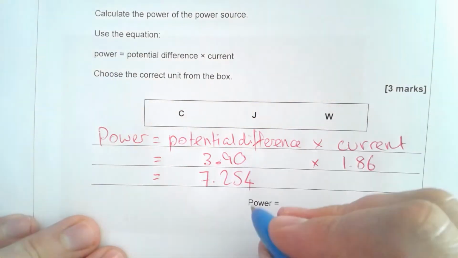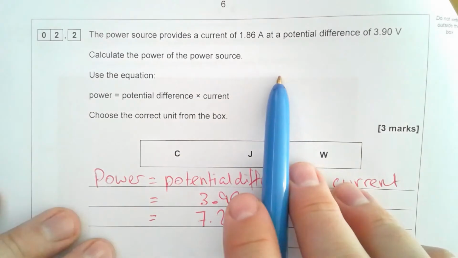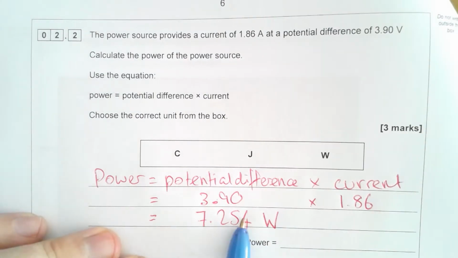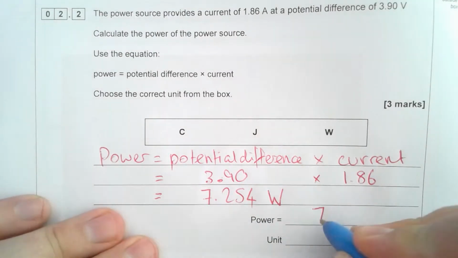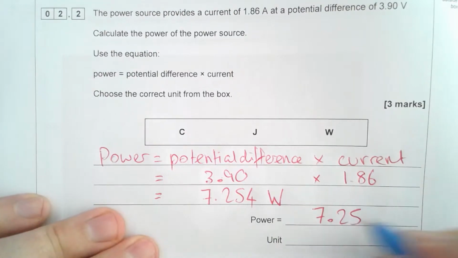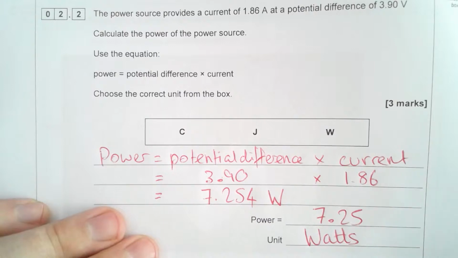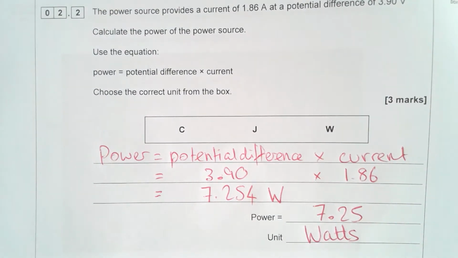The unit will be watts. If you look at our question, that's 3 significant figures, that's 3 significant figures, so we want to round this value to 3 significant figures as well. So I'm going to write 7.25, and the units will be watts. Either a capital W or watts will be fine. A lowercase w will not get you the mark.